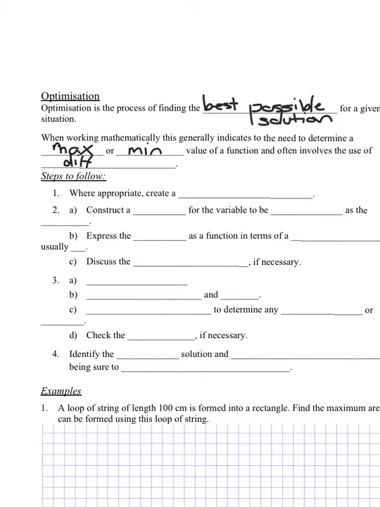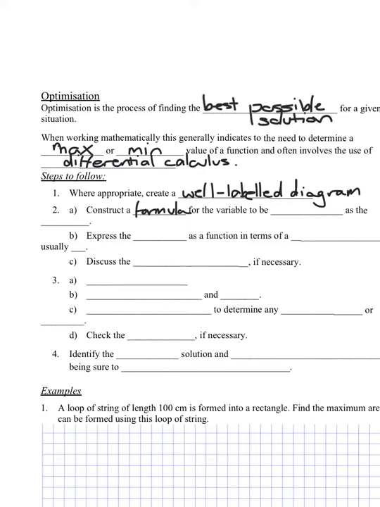Now when we're doing this we can follow a set of steps. Really important in these to draw a well-labelled diagram, because that is going to help you heaps with actually being able to picture what the situation is. Then you want to construct a formula for the variable being optimized. So say it's asking you about the maximum cost or the maximum area. You want to have a formula for area with the area as the subject of your formula.